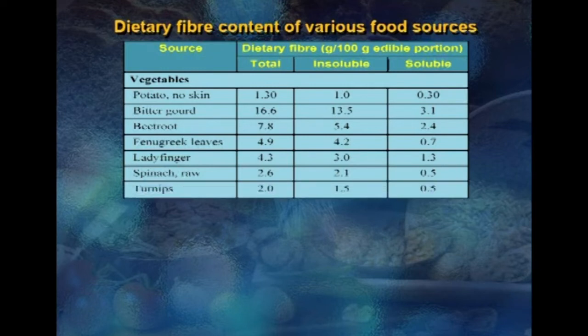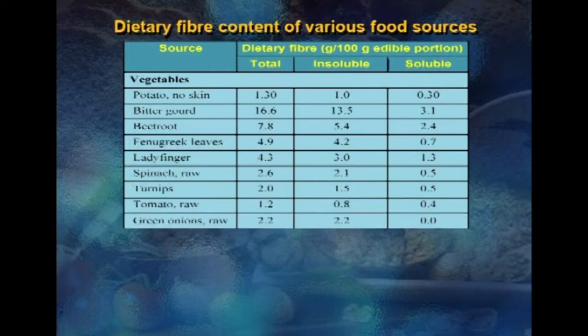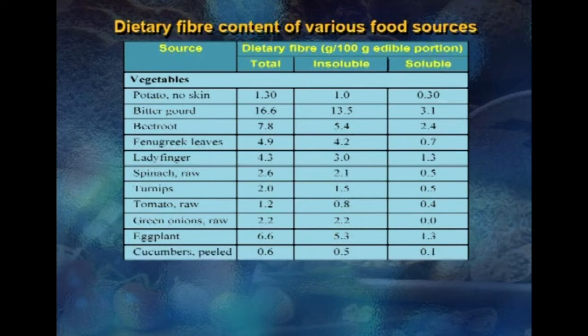We have other tubers like turnip with 2 grams of dietary fiber, raw tomatoes with 1.2 grams of fiber, and raw green onions with 2.2 grams of dietary fiber, out of which the entire 2.2 grams is insoluble. We have the other vegetables, eggplant, also called brinjal. It has got 6.6 grams of dietary fiber with 5.3 insoluble and 1.3 as soluble fiber. The peeled cucumbers have got 0.6 grams of fiber.